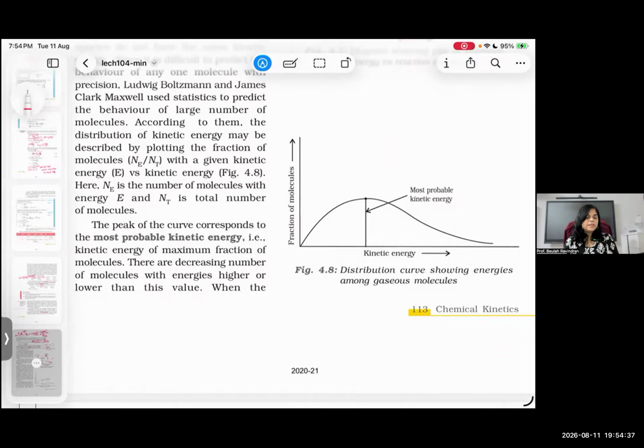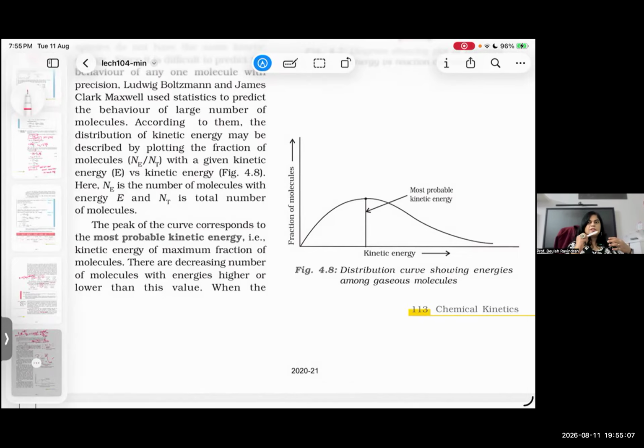N suffix E means it is the number of molecules with the energy E. N suffix T is the total number of molecules. Okay, see, they are saying not all the molecules are suffering with kinetic energy. It is not necessary in a taken volume for all the molecules to move and take part in the reaction. That's what they are trying to say.